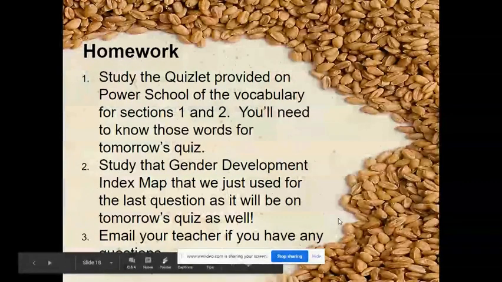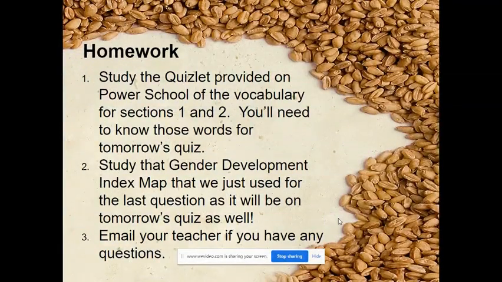Okay, the homework then is that you should study the Quizlet provided on PowerSchool, just of sections 1 and 2 for chapter 21. Remember, you have to go to the link on PowerSchool to find that, or in your directions sheet, because you are not joined at a Quizlet class for social studies. You do need to know those words because there will be a quiz tomorrow. You also need to study the Gender Development Index map that we just used for the last questions, as it will be on tomorrow's quiz as well. You don't need to have it memorized, but you need to understand what the different colors are showing you.